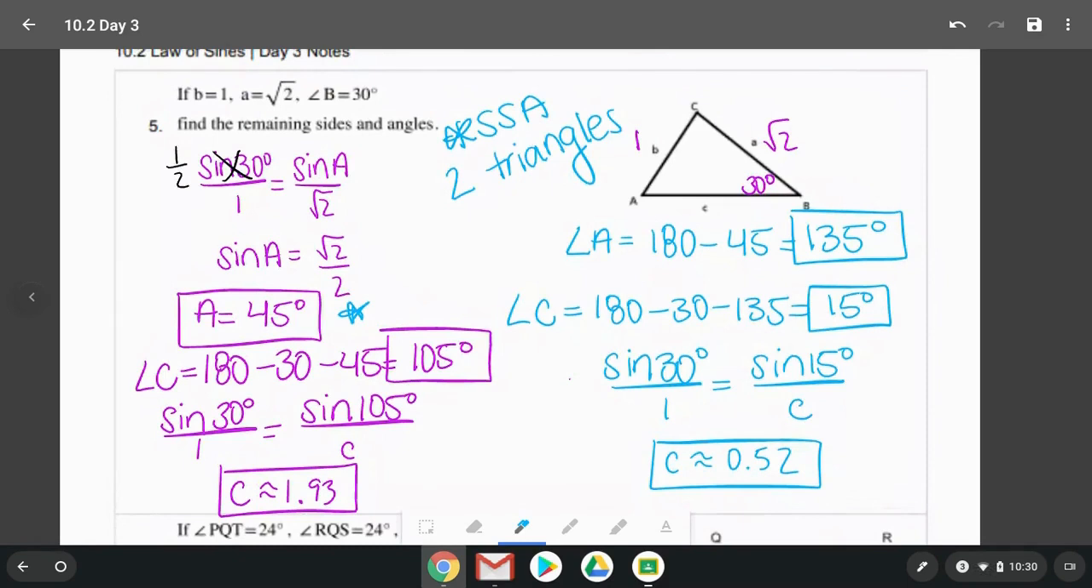And then side C should be approximately 1.93 units. The second triangle, remember, we find by doing 180 minus the first angle answer that we got. So 180 minus that 45 gave us our new angle A, which was 135 degrees. Therefore, angle C should have been 15 degrees. And then going off of that, our new side C would have been approximately 0.52 units.